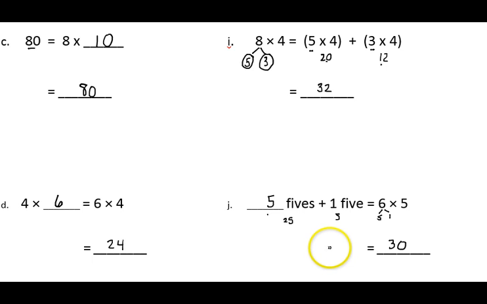These are just some examples of some strategies that students can use when they start solving multiplication problems using bigger factors.